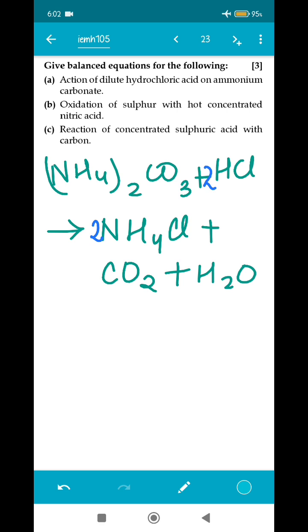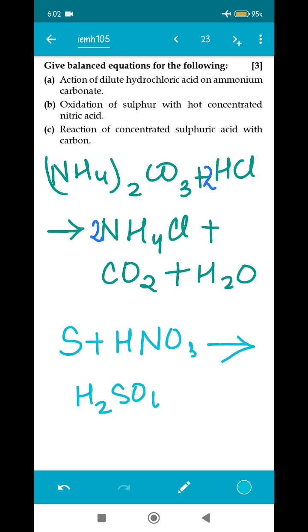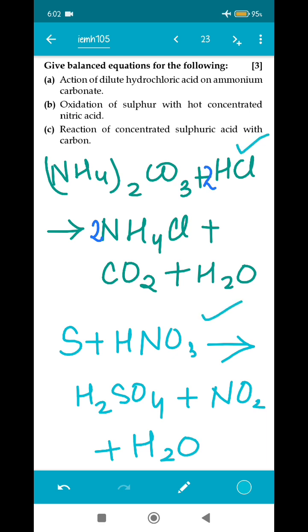Oxidation of sulfur with hot concentrated nitric acid. So we have sulfur and we have hot concentrated nitric acid. We are going to get sulfuric acid H2SO4. We are going to get nitrogen dioxide NO2, and we are going to get water. The first one is from the chapter hydrochloric acid, the second one is from the chapter nitric acid, and the third one is from the chapter sulfuric acid.